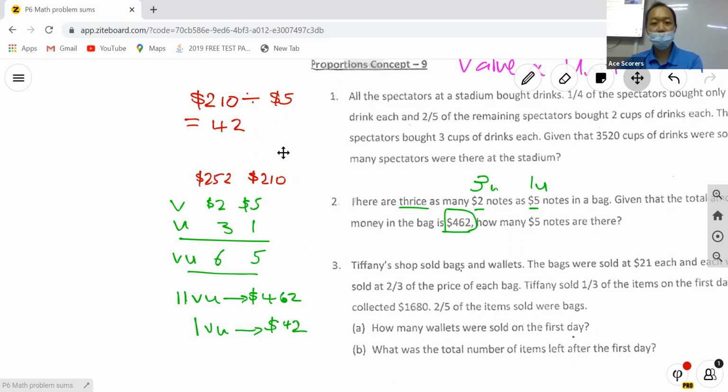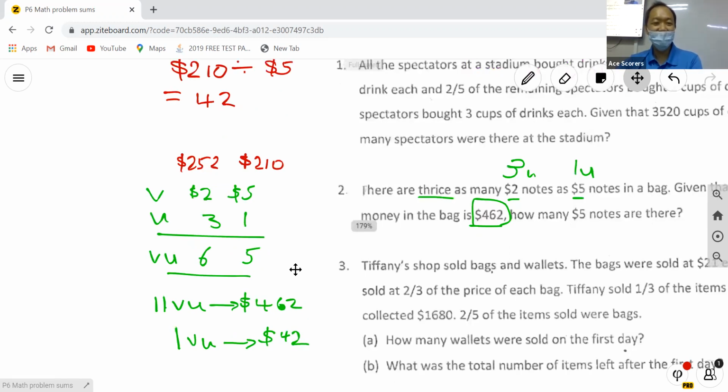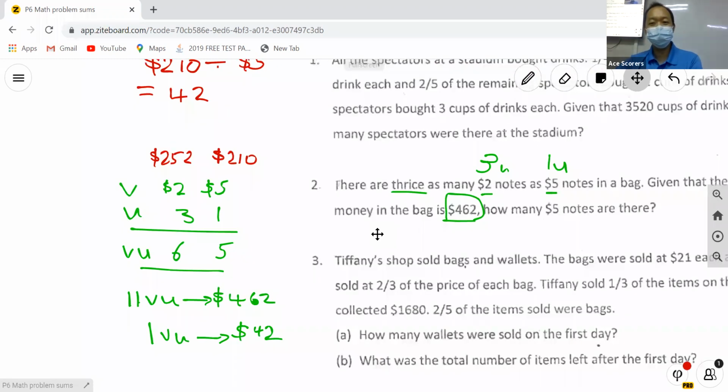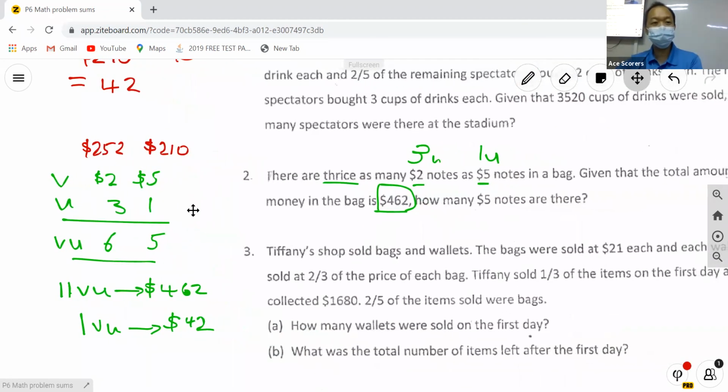Alright, so 42. So there are 42 $5 notes. So what is it, easy? VU, right? That's not bad. That was too simple. Many harder questions. Okay.